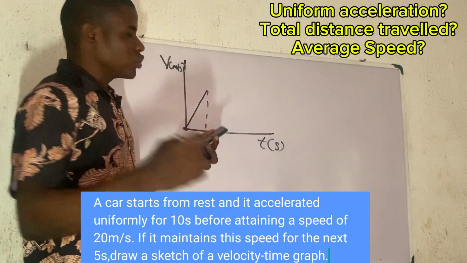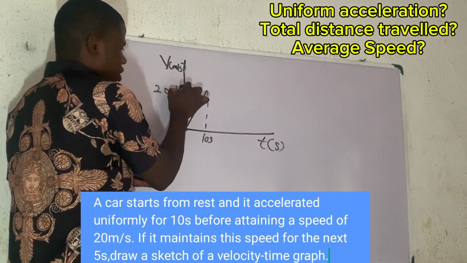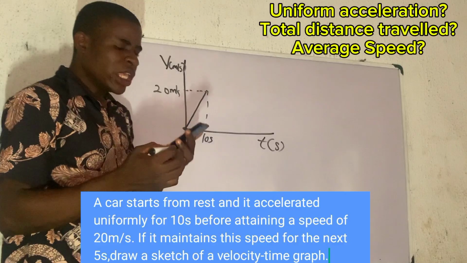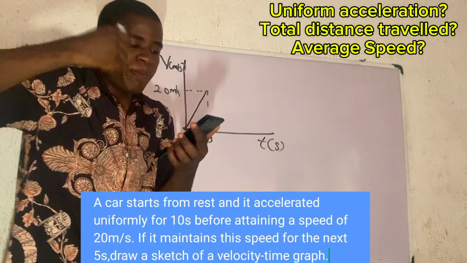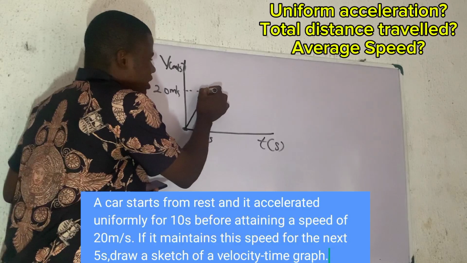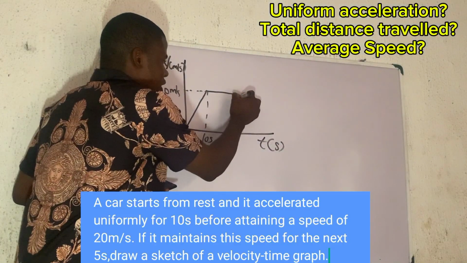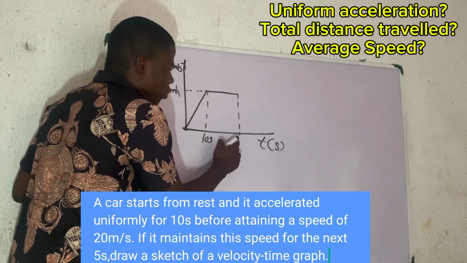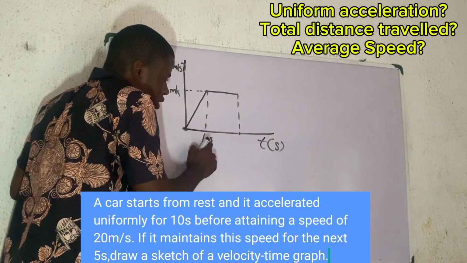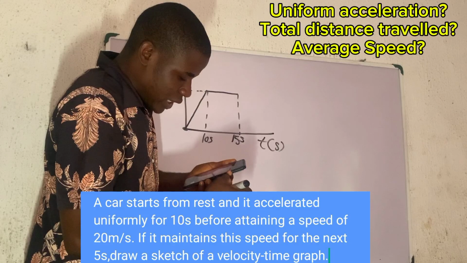Before attaining a speed of 20 meters per second, now it attained the speed of 20 meters per second. Does it make sense? If it maintains this speed for the next 5 seconds, this speed, 20, it maintains as it moves with that speed for the next 5 seconds. Now what's the time here? We have to do 5 seconds plus 10, that's 15 seconds. Hope it makes sense.